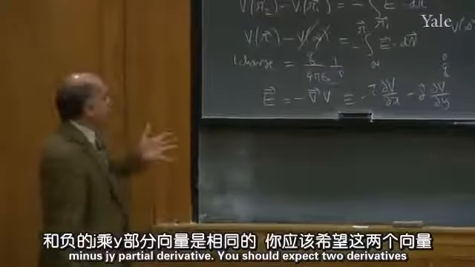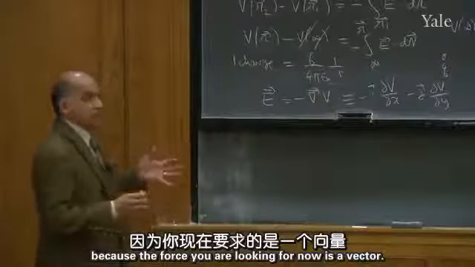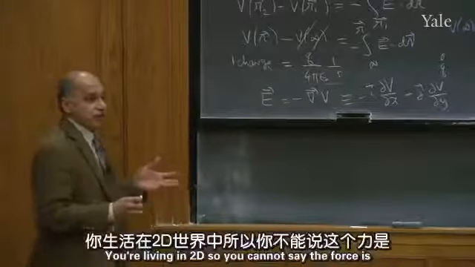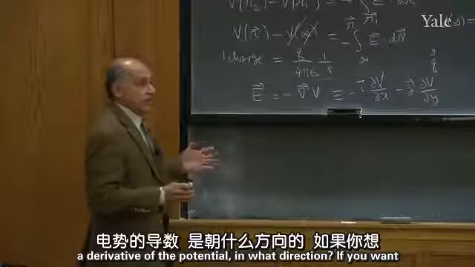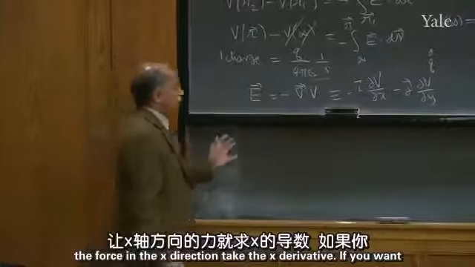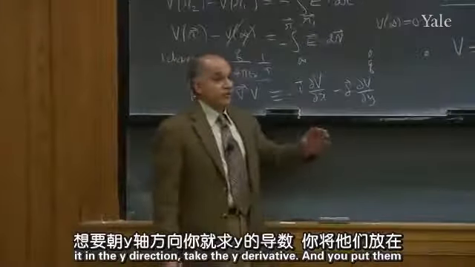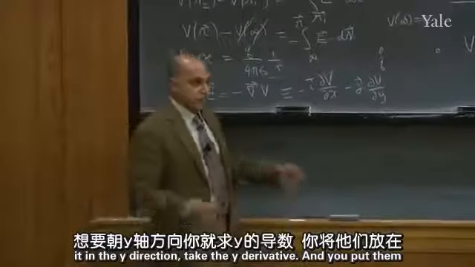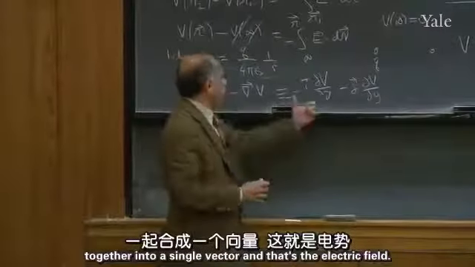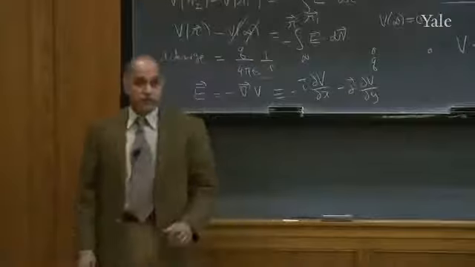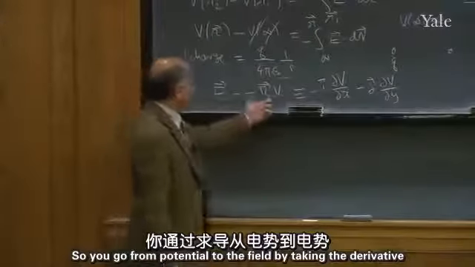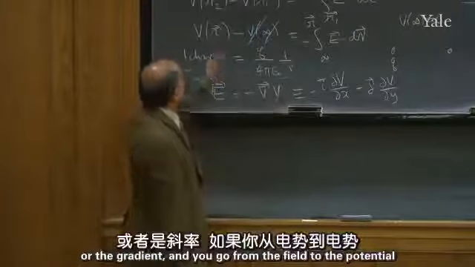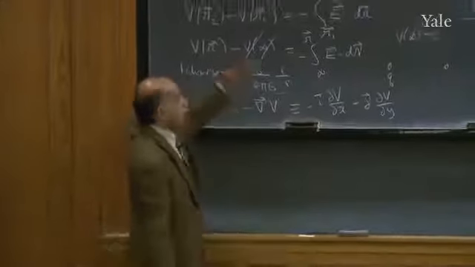You should expect two derivatives because the force you're looking for now is a vector. You're living in 2D, so you cannot say the force is the derivative of the potential. In what direction? If you want the force in the x direction, take the x derivative. If you want it in the y direction, take the y derivative. And you put them together into a single vector, and that's the electric field. So you go from potential to the field by taking the derivative or the gradient, and you go from the field to the potential by doing the integral.